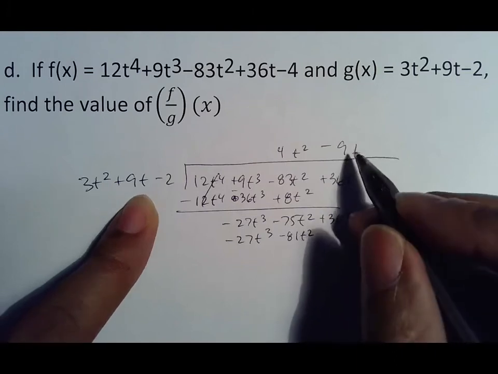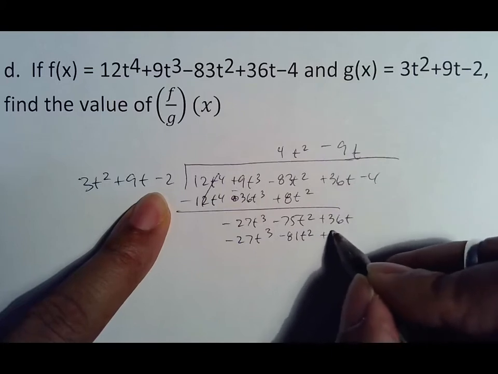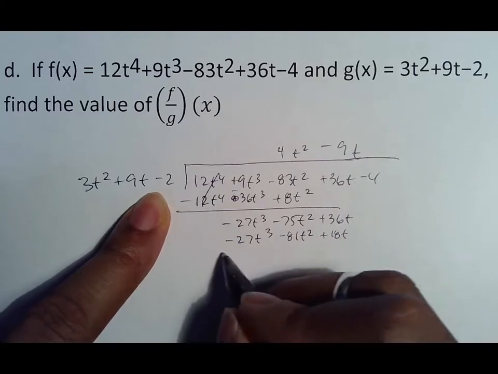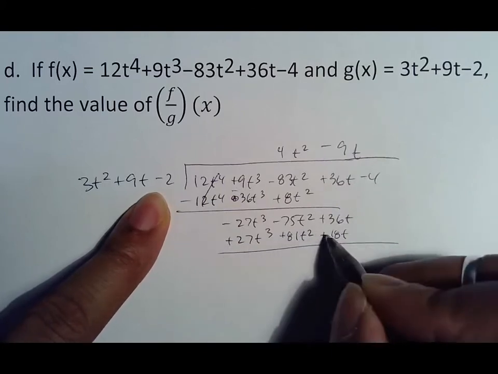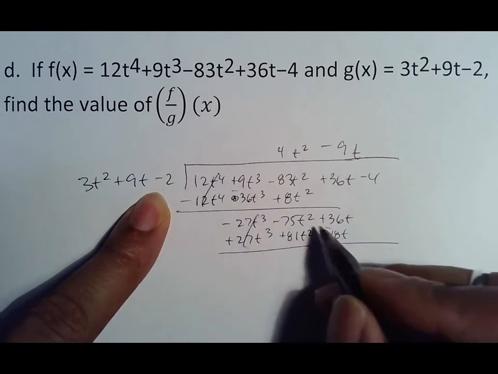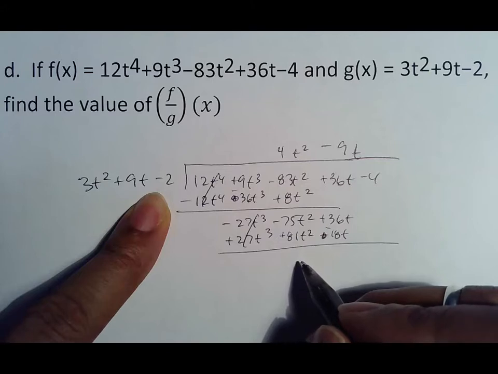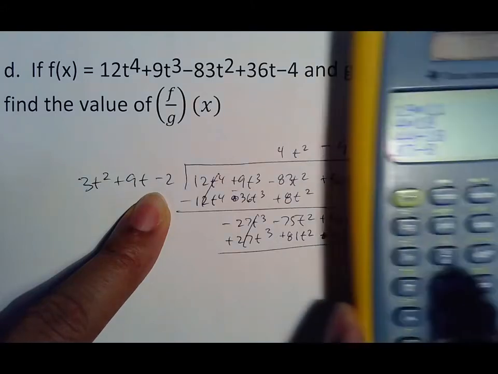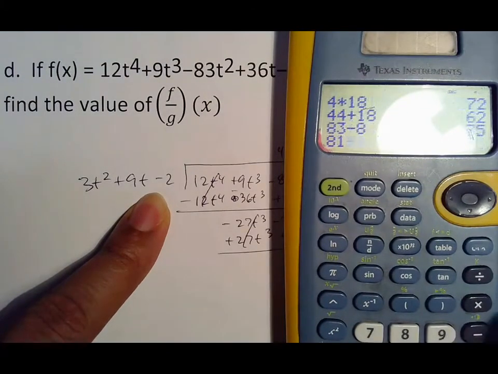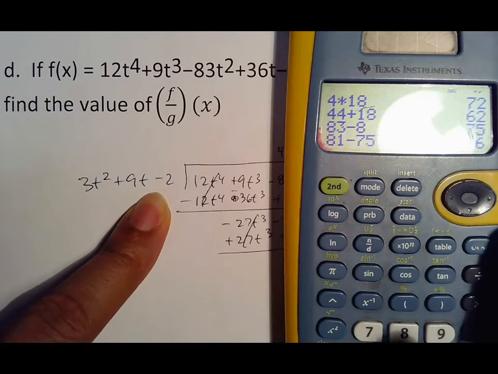81t squared plus 18t, switch, switch, and switch. That goes away. That ends up being 75 to 81. I should know that, but I don't want to mess up. So 6.